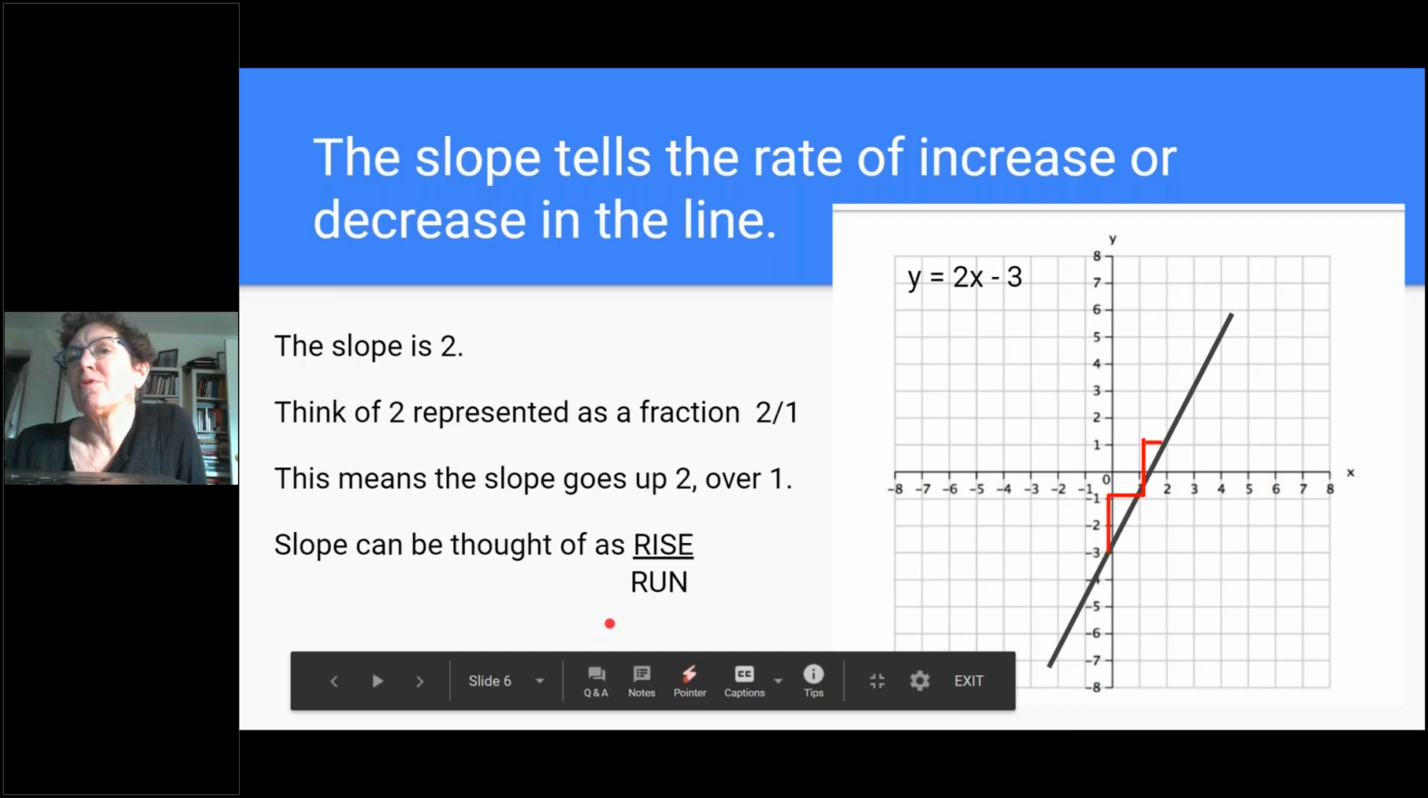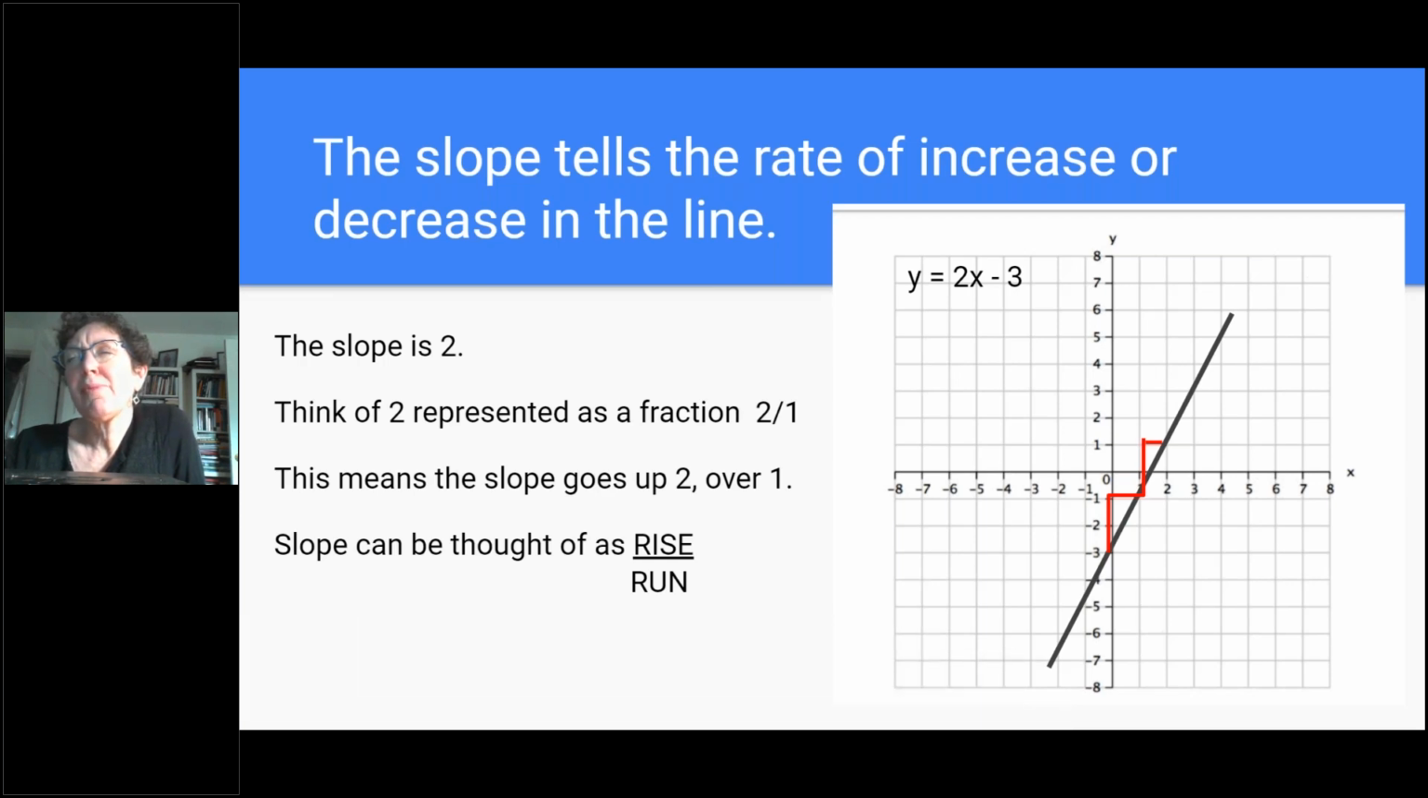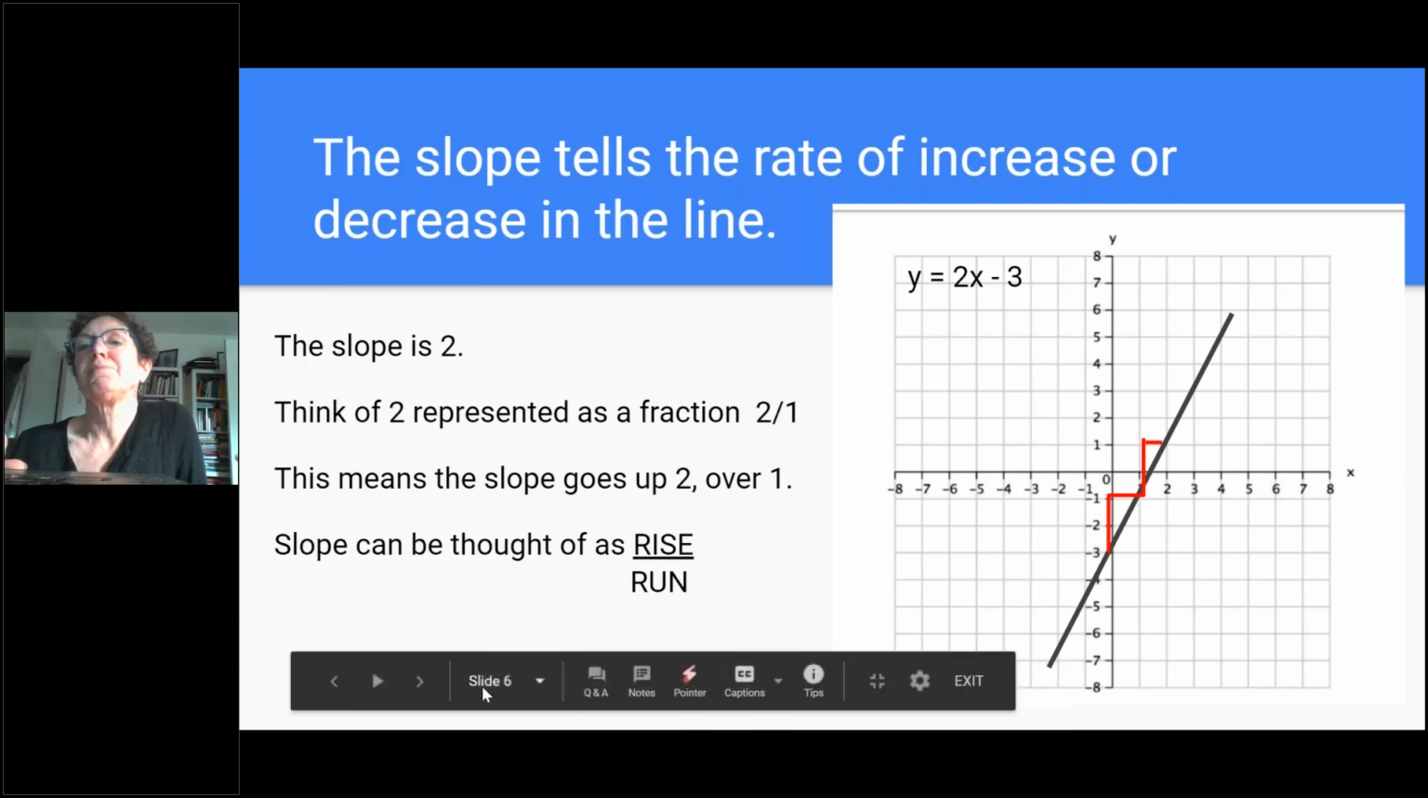Sometimes people get confused. What do I do first? Do I go up or over? And it's tempting to think of going over because we always represent the x first when we're plotting a point. But when we're plotting slope, we can think of it as rise over run, meaning that we go up first and then over. So the numerator represents how much we go up. The denominator represents how much we go over. Rise over run.